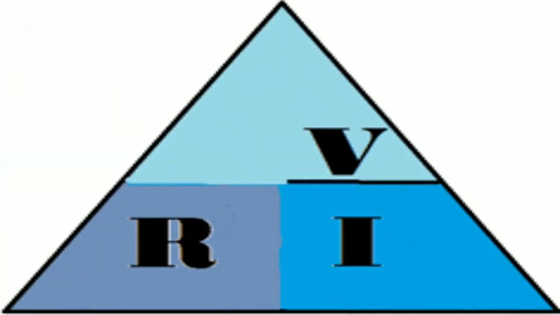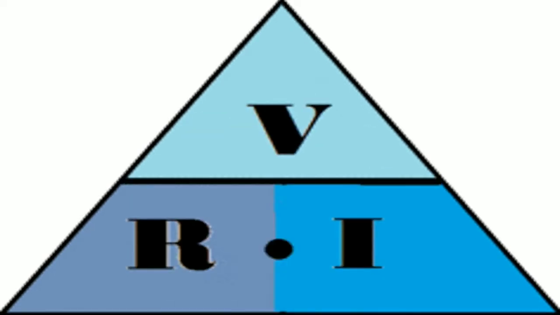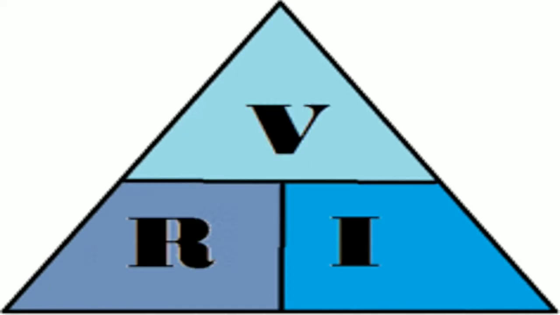The three ways of expressing the relationship between potential difference, current and resistance are V equals RI, R equals V upon I, and I equals V upon R.